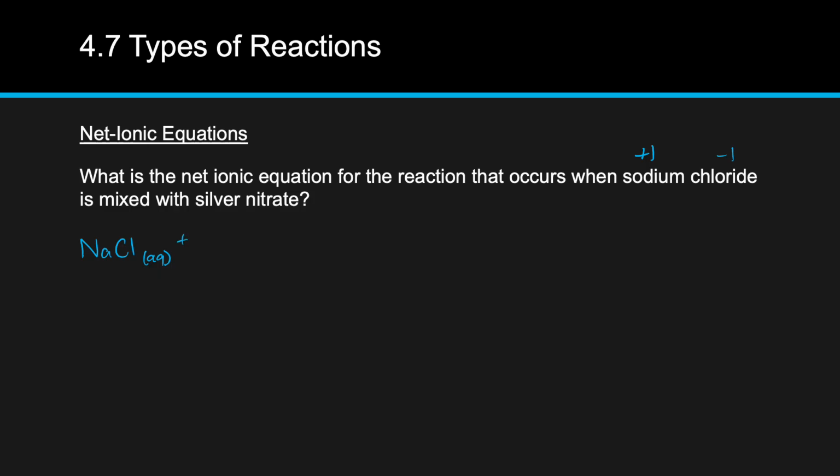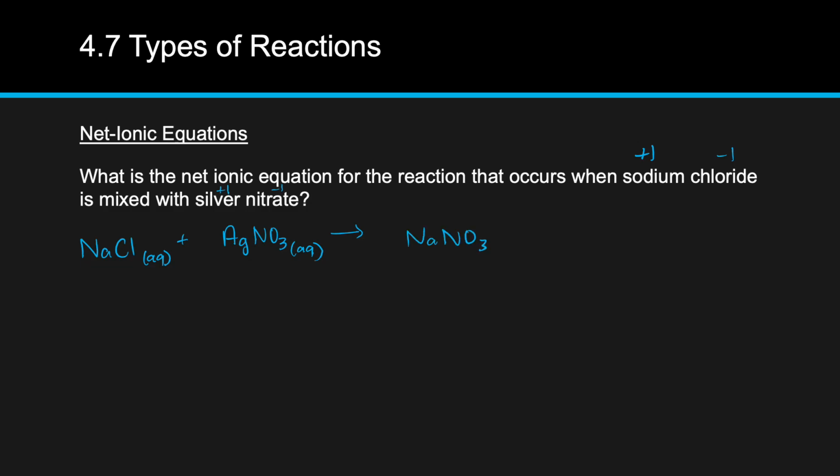Then we have silver nitrate. Remember, silver is always a +1 charge. Nitrate is a -1 charge. So again, they both cancel out. So we only need one of each, AgNO3. And because it has nitrate, it's going to be able to dissolve in water. And now we're going to make our new products. So sodium, the only other thing it can bond to is nitrate. So we're going to form sodium nitrate.